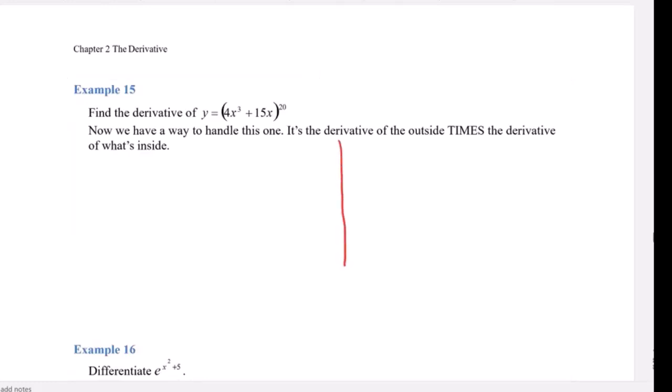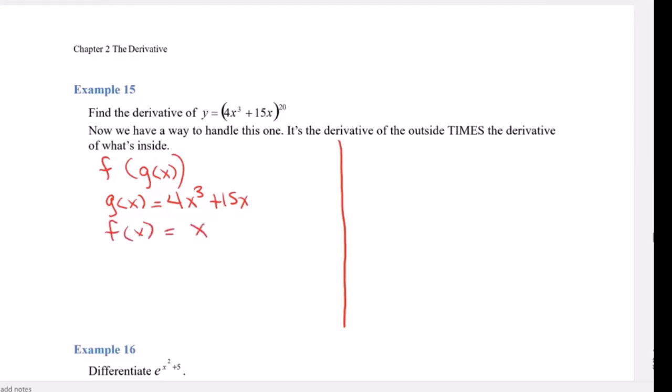I'm going to do it either way. First I'll do f of g of x. So that's why this was important before. I'm going to make g of x equal 4x to the third plus 15x. And I'm going to make f of x equal x to the 20th power. And that g of x is going to go into where that x is.